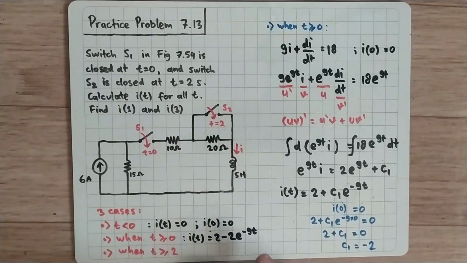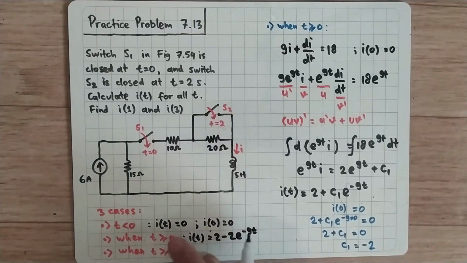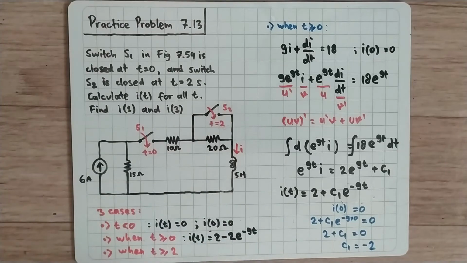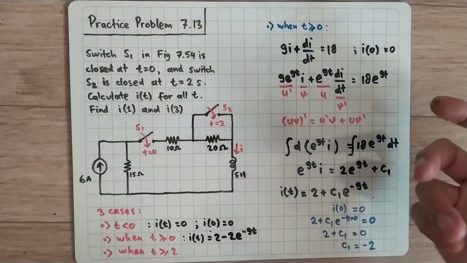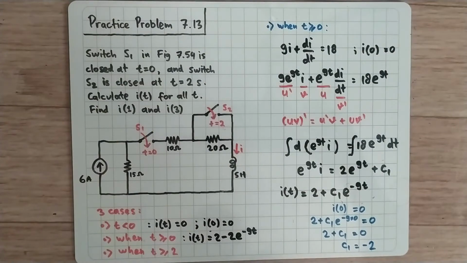Okay, this is for t is greater than or equal to 0. But we still have one important thing to do here before we move on to the third case, which is the initial condition for the third case. So our whiteboard is full. We need to clean this up first.